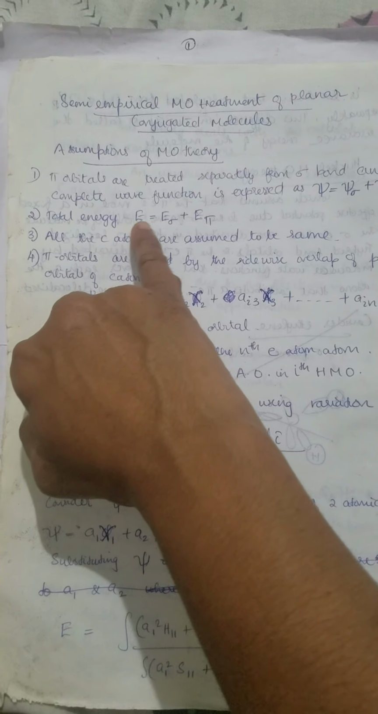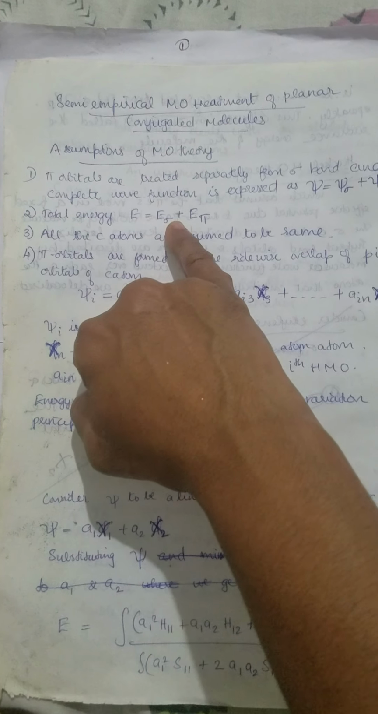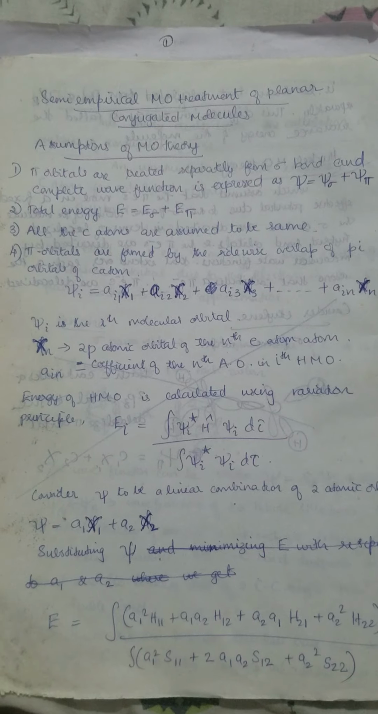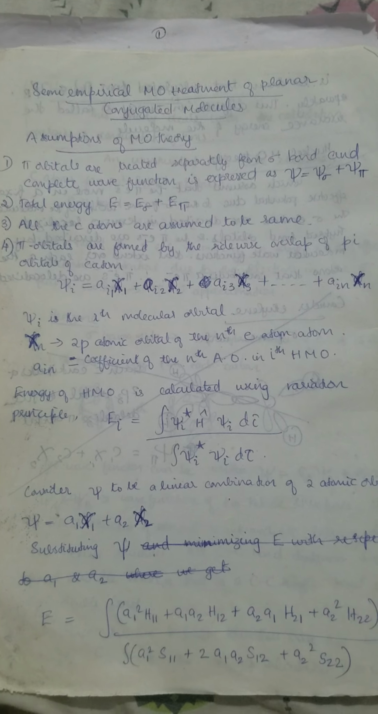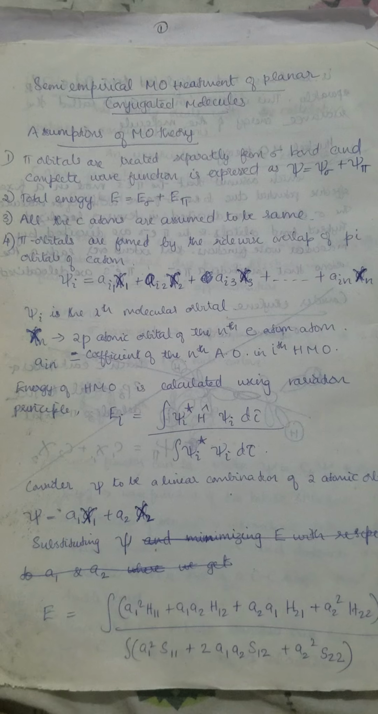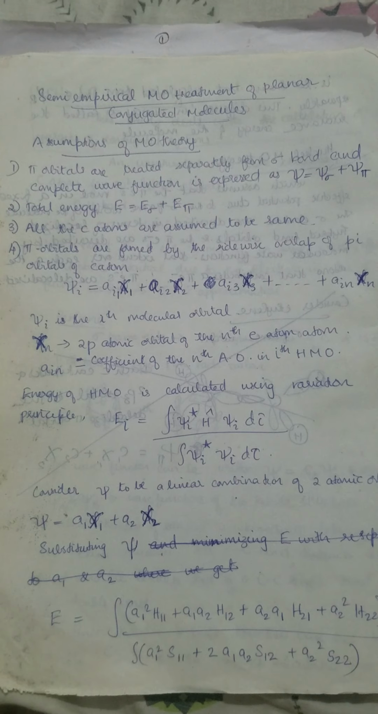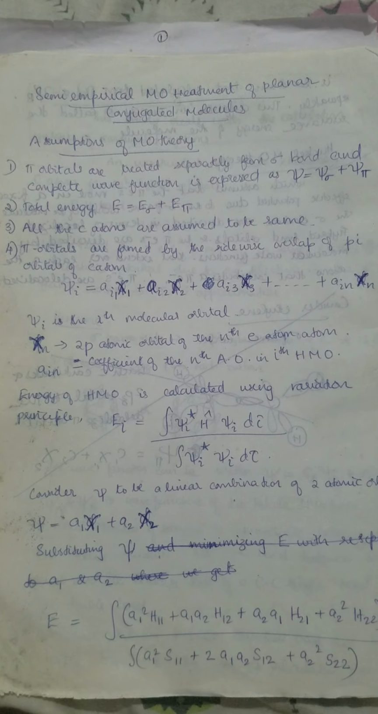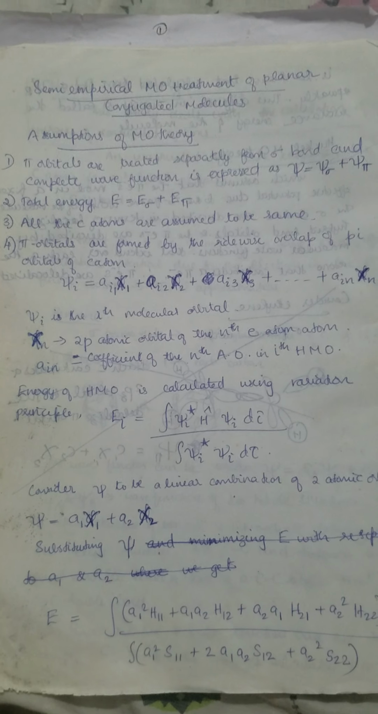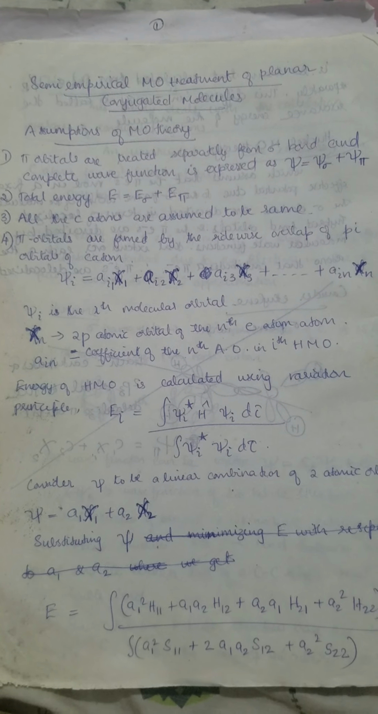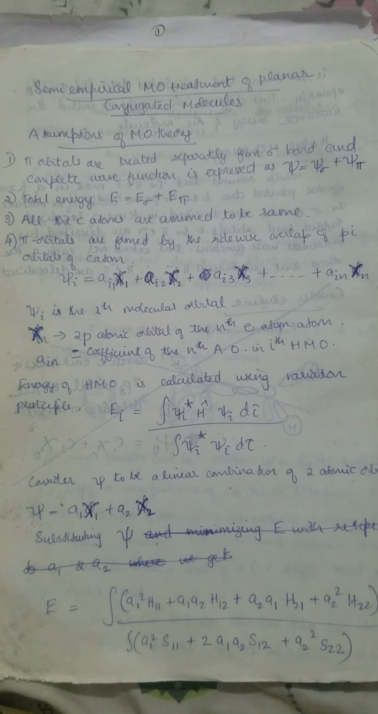Similarly, we calculate the total energy as the energy for the sigma orbitals plus the energy for the pi orbitals. All the carbon atoms of the system are assumed to be the same. And as you all know, how is a pi bond formed? It is formed by the sidewise overlap of the p orbitals. So, in conjugated systems, p orbitals of the carbon atoms undergo sidewise overlap to form pi orbitals.